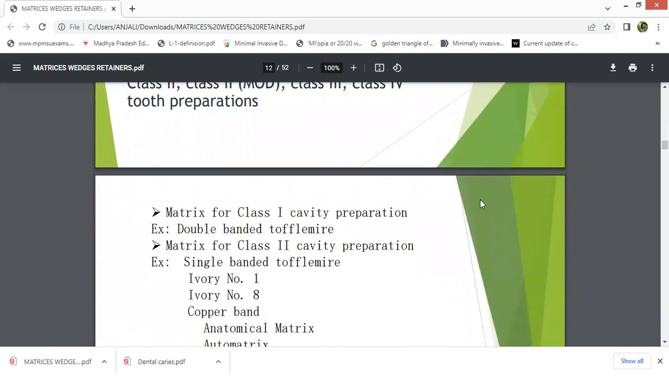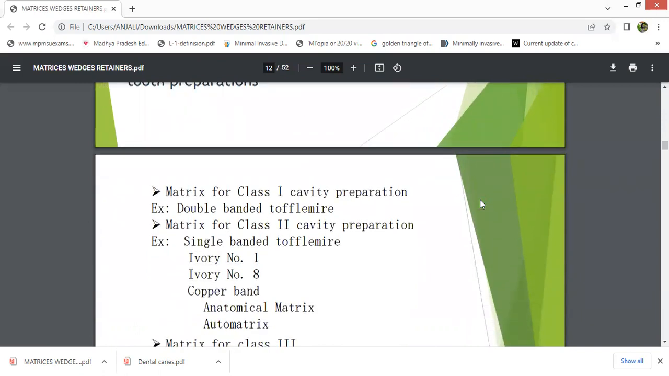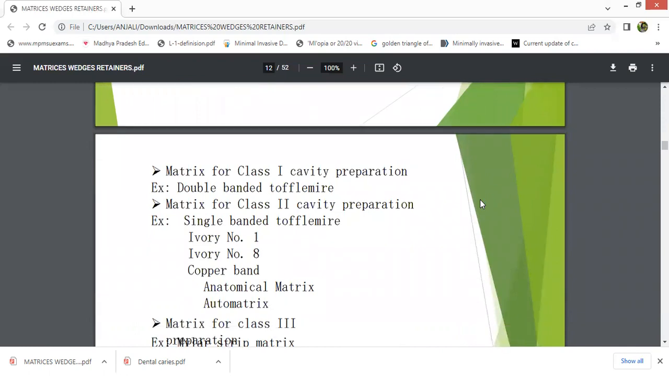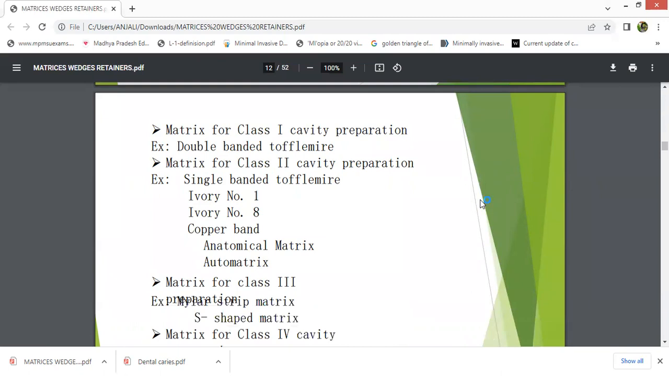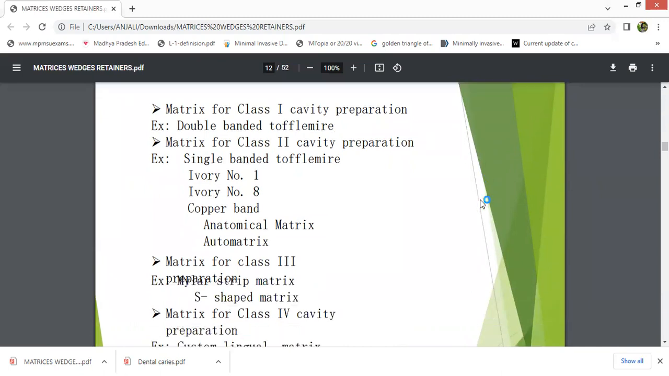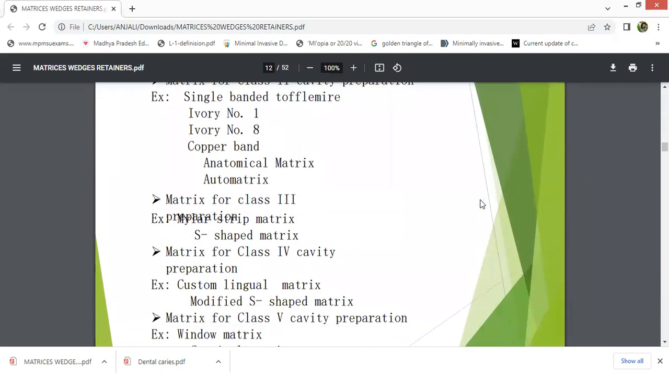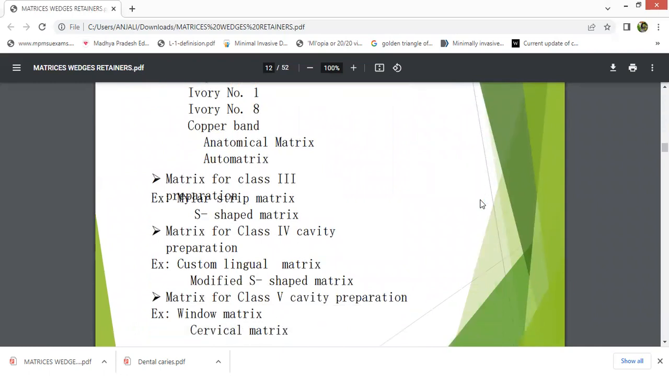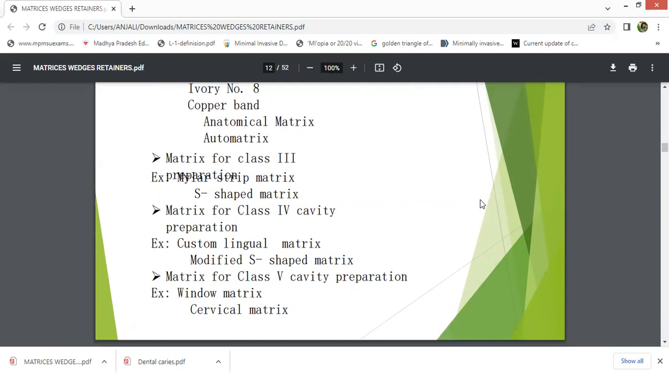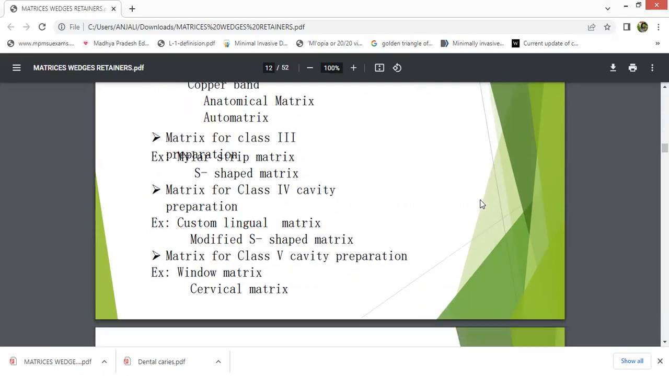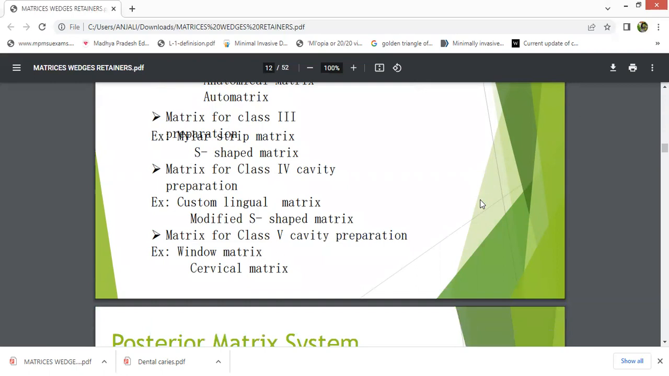So matrix for Class 1 cavity preparation, for example double banded Tofflemire. Matrix for Class 2 cavity preparation is single banded Tofflemire, Ivory number 1, Ivory number 8, copper band, anatomical matrix, auto matrix. Matrix for Class 3 is S-shaped matrix. Matrix for Class 4 preparation: custom lingual matrix, modified S-shaped matrix. Matrix for Class 5 cavity preparation is window matrix and cervical matrix.